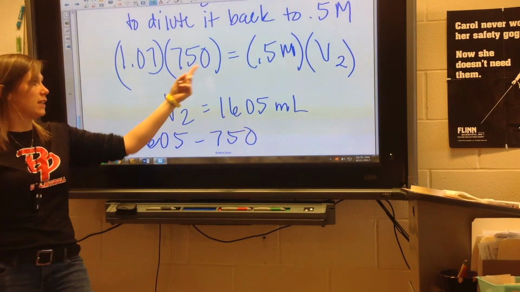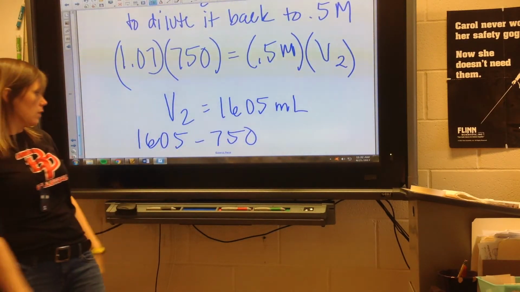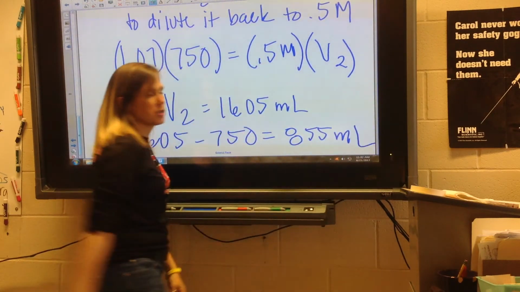We started with 750. How did we get 1,605? We had to add how much? 855 milliliters of water. Just water, right? Because we're just diluting it.